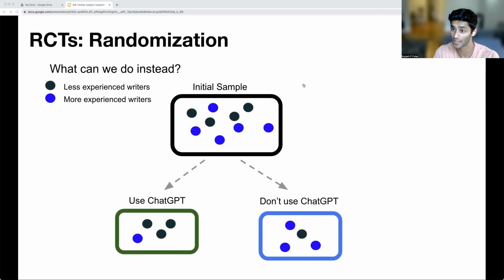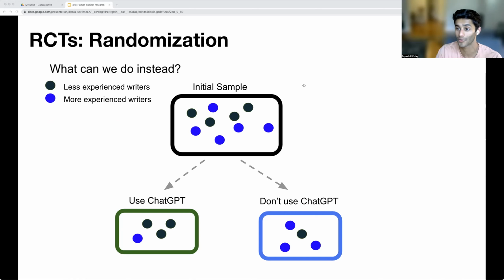And so the problem with this, what we call selection into treatment, is that now when we go to measure these two populations and their productivity of writing, maybe the thing we're actually capturing is not the effect of ChatGPT, but this selection into treatment where the people that use ChatGPT are actually less experienced writers, and the people that don't are more experienced writers.